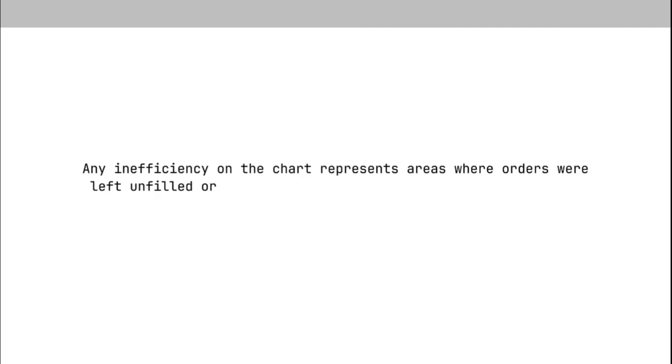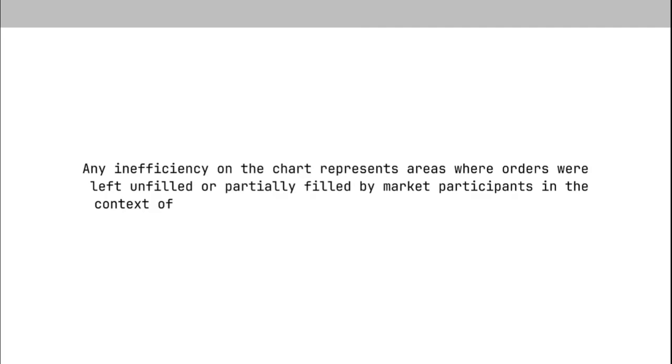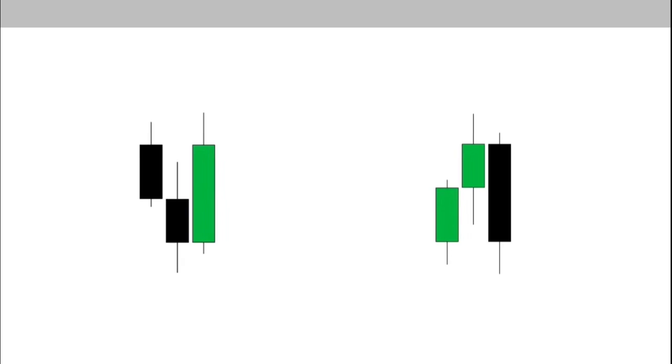Any inefficiency on the chart represents areas where orders were left unfilled or partially filled by market participants in the context of price movement, regardless of the reason behind it. If you wonder why fractals are not considered inefficiencies, the answer is straightforward. Orders behind fractals are a phenomenon that manifests post facto, not during price delivery.